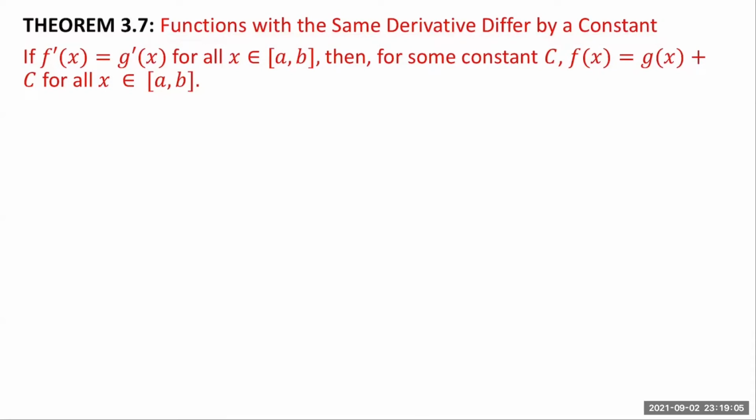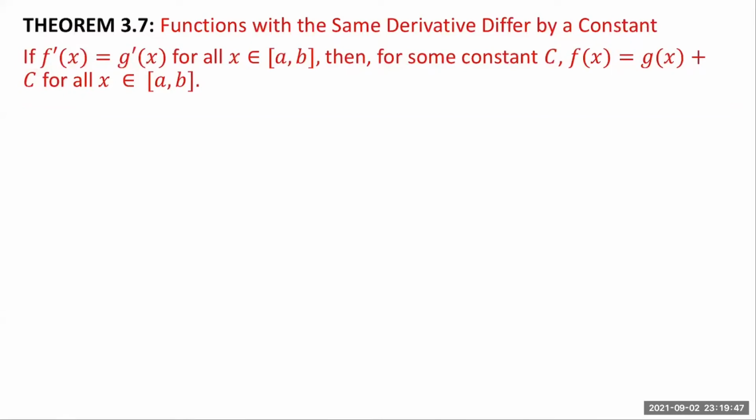What that means is that if f prime of x is equal to g prime of x for all x in the interval a comma b, then for some constant c, f of x should be equal to g of x plus c. So in other words, if we have the same derivatives for two functions, those two functions can differ by a constant. Or in other words, f of x minus g of x has to be equal to a constant. This is nothing but if you move your g of x to the left-hand side, you get f of x minus g of x, right? That difference is a constant. That's what it says.